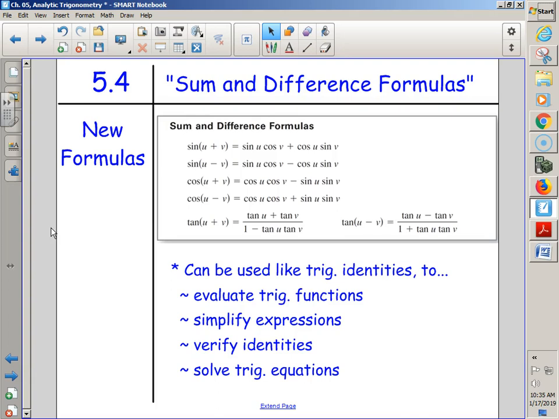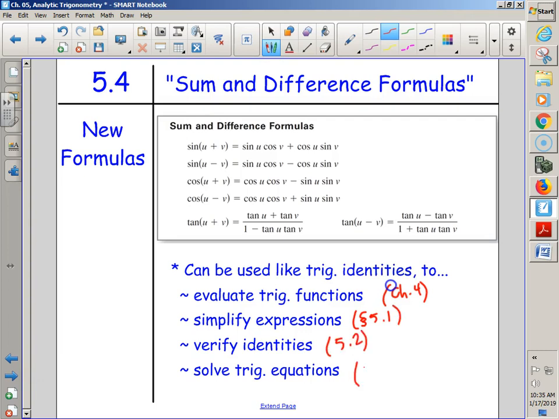Here's the crazy thing with section 5-4 and 5-5. I guess there are 2 new things. The main new thing are the formulas. The directions are actually all review. Evaluating trig functions is going to be like chapter 4. Simplifying expressions is going to be like 5.1. Verifying identities is going to be like 5.2. And solving trig equations is going to be like 5.3.